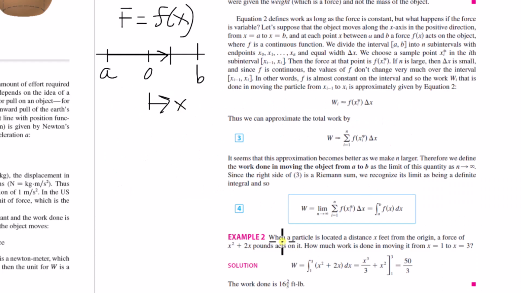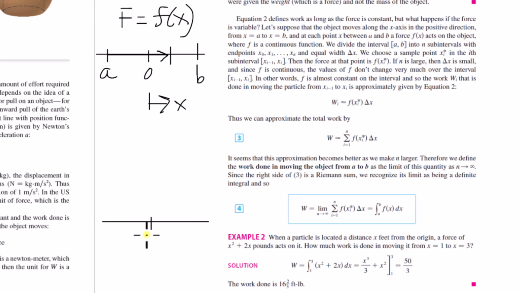All right, so it says in this example, when a particle is located a distance x feet from the origin, a force of x squared plus 2x pounds acts on it. How much work is done in moving it from x is equal to 1 to x is equal to 3? So they just have this force function. It's a function of position, right?